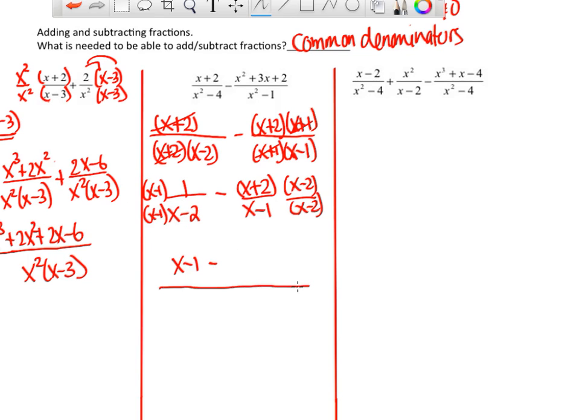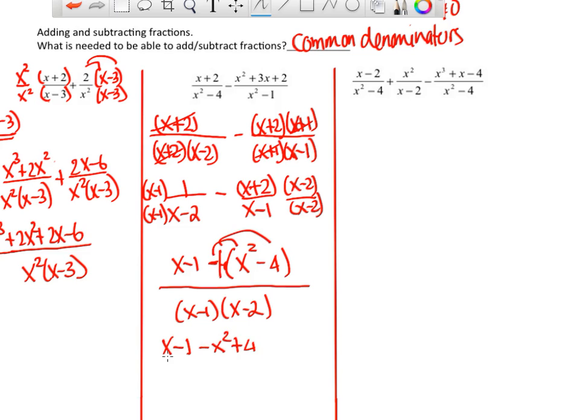Okay. Because I know I'm going to add this stuff anyway, and I'm going to get one denominator, I usually just start adding them at this point. So x plus 2 times x minus 2 is a pattern. That is x squared minus 4. Okay, looks like a negative there. And then now, if you think of that as being a negative 1, you can distribute that. So I get x minus 1 minus x squared plus 4.